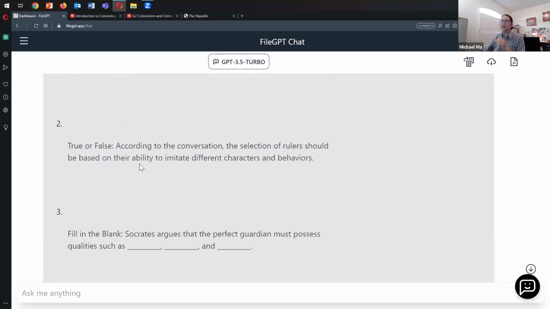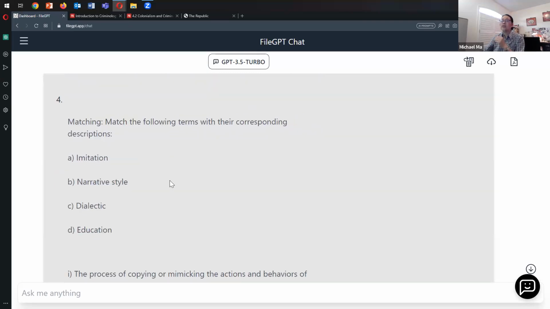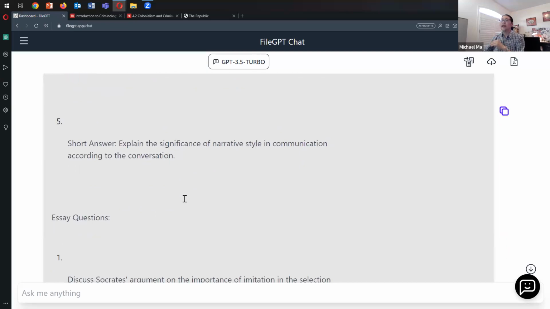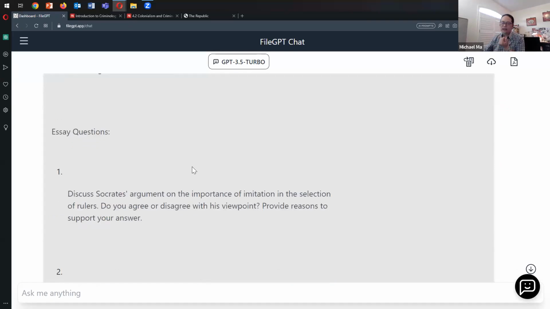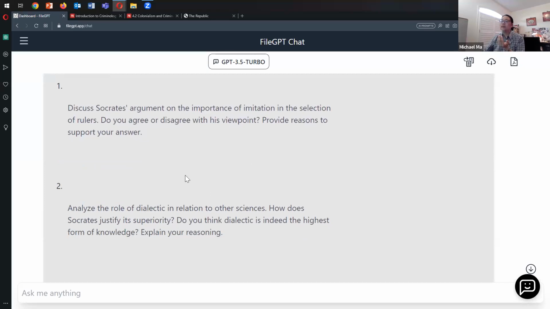It gives us some multiple choice questions. It gives a true and false question. It gives us kind of a fill in the blank question. It does a kind of a matching question. And then it has a short answer question, explain the significance of narrative style. Not that interesting. And then it has 5 essay questions, right?